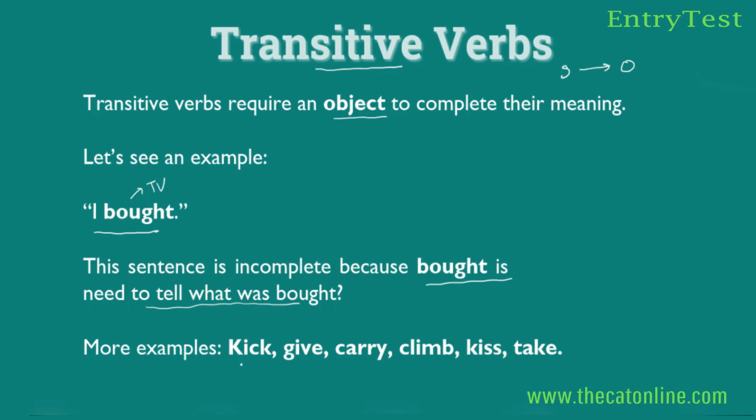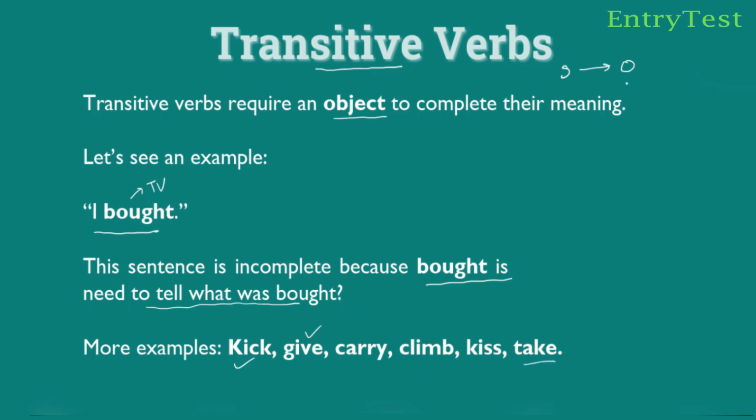For example, kick. So I kicked. What? But you need to tell me what you have kicked. Otherwise the meaning will be incomplete. I give. No, it's not complete. You need to complete what is coming after give. You need to tell me what is the object. Similarly, carry, climb, kiss and take. These are also transitive verbs.